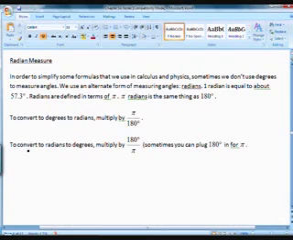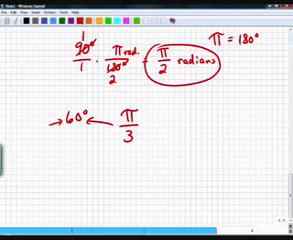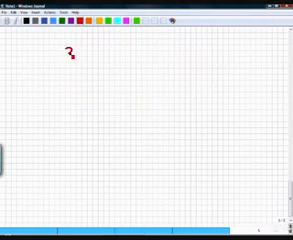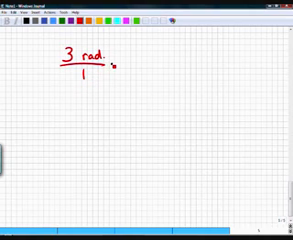And then to convert from radians to degrees, we multiply by 180 over pi. So if I give you 3 radians, and I want you to convert that to degrees, we're going to multiply by, I want my radians on bottom. 1 radian is equal to how many degrees? 180 degrees. Right?